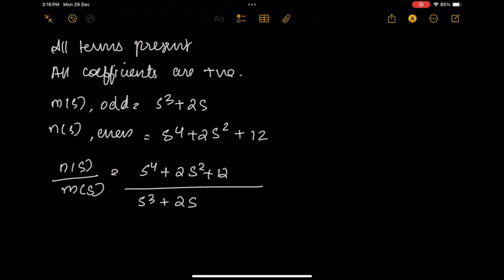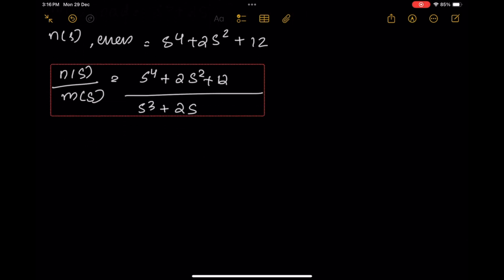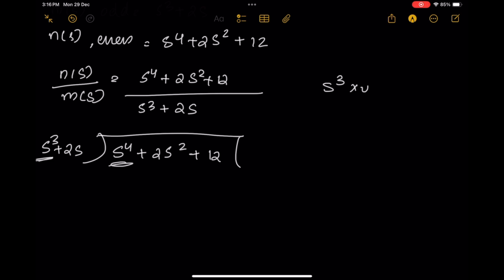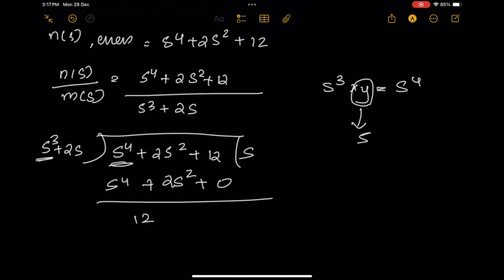In order to do that, I'm going to write the numerator in the inside. I'm doing continued fraction right now. I'm writing s cube plus 2s, the denominator, on the outside. So the first thing that we have to do is make s cube equal to s raised to 4. How can you do that? S cube into some value will give you s raised to 4. What is that value? It is obviously s, right? So I'm multiplying it with s, so I could get s raised to 4. Then if I multiply 2s with s, I will get 2s square. And then nothing, 0. So we'll get 12 as the remainder. Then we are going to solve this again.